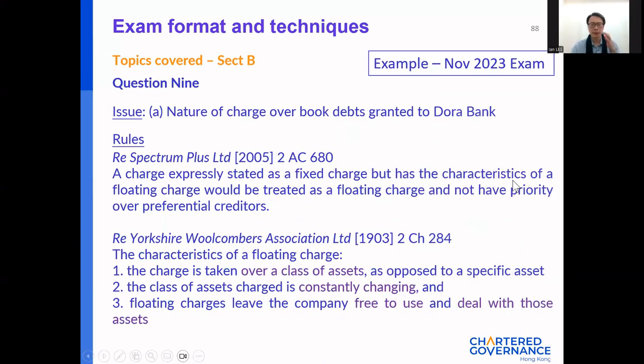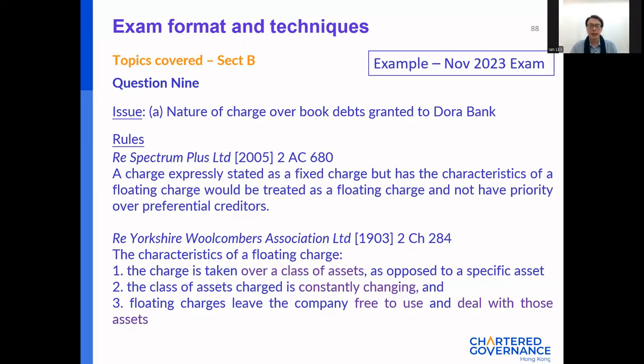So let's look at the issues one at a time, starting with the charge over the book debts. And the court case, hopefully you already have in mind, is the Re Spectrum Plus case. A charge expressly stated as a fixed charge, but with the characteristics of a floating charge, is likely to be treated as a floating charge and not have priority over preferential creditors.